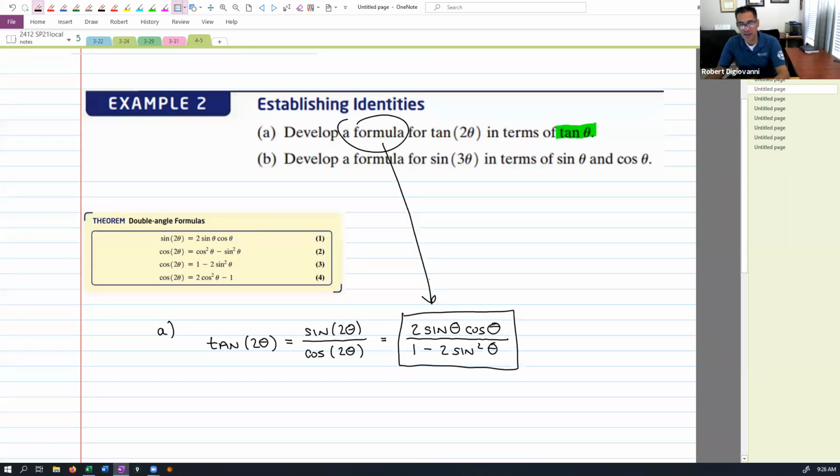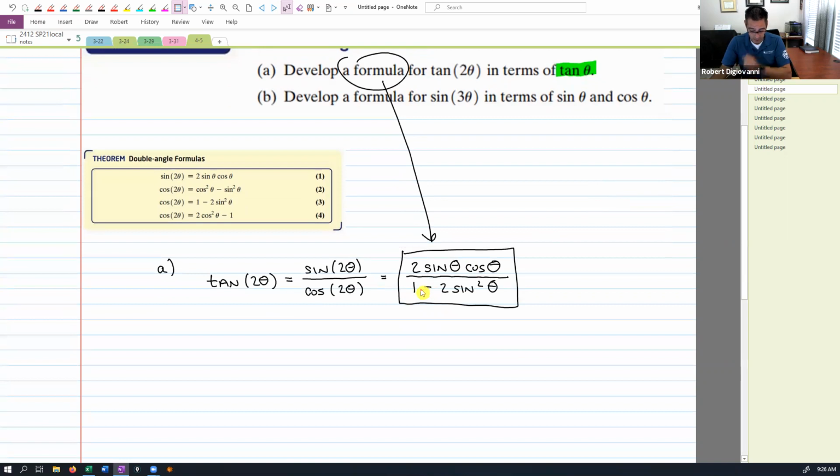But the problem is it's not in terms of tangent of theta. This doesn't have tangents in it, does it? This has sine and cosine. And because there's subtraction down here, you can't split this into 2 fractions. So this looks like it's going to be a bit of a challenge to get in terms of tangent of theta. So maybe there's a different way we can do this, a different approach.